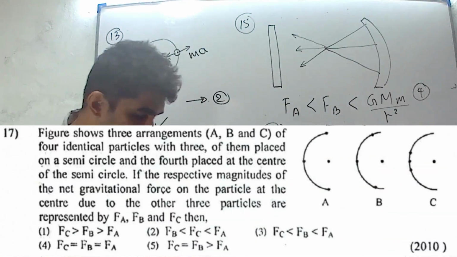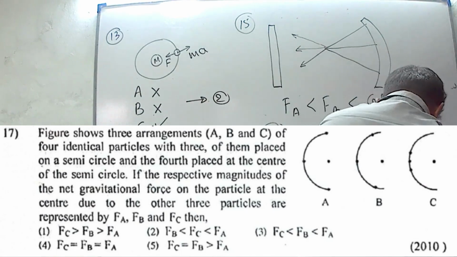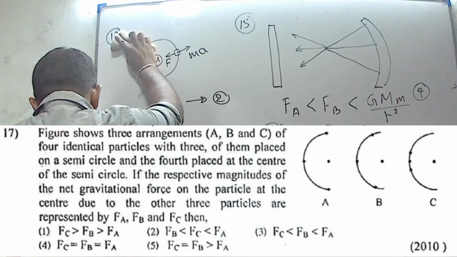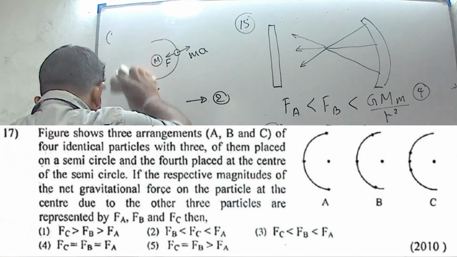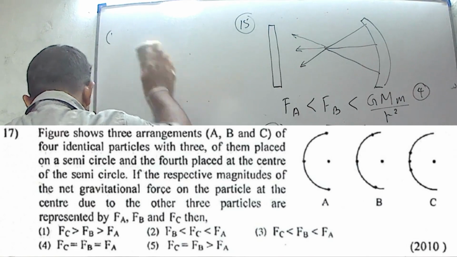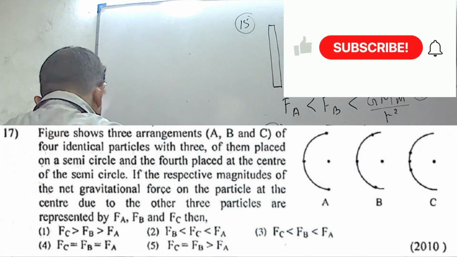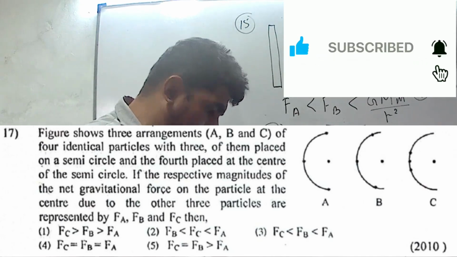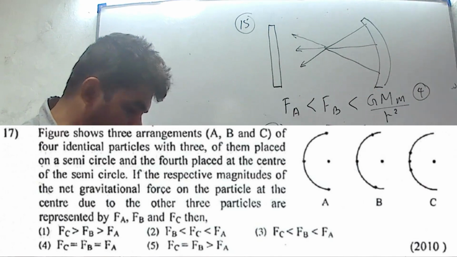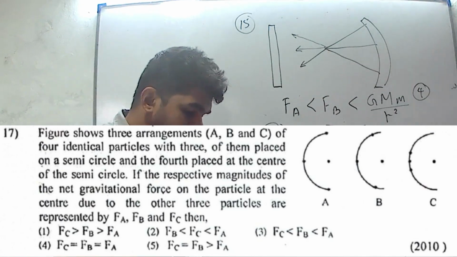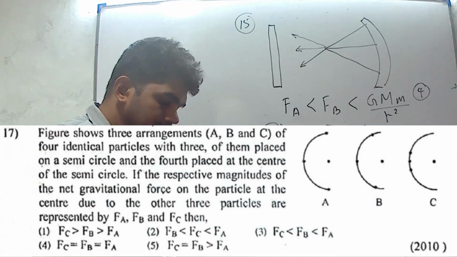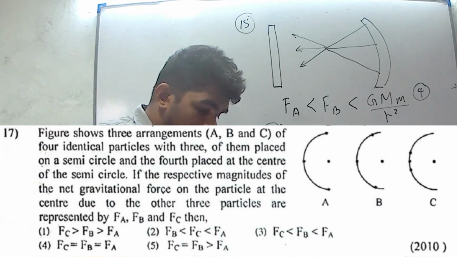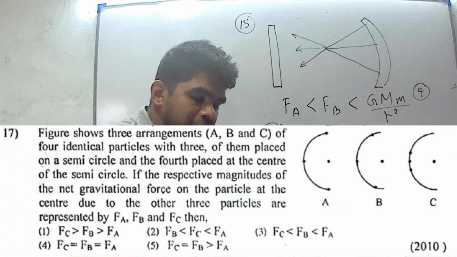Question number 17. The figure shows 3 arrangements A, B and C of 4 identical particles with 3 of them placed on a semicircle and the 4th placed at the center of the semicircle. The respective magnitudes of the net gravitational force on the particle at the center due to the other 3 particles are represented by Fa, Fb and Fc. Then we have to compare Fa, Fb and Fc.